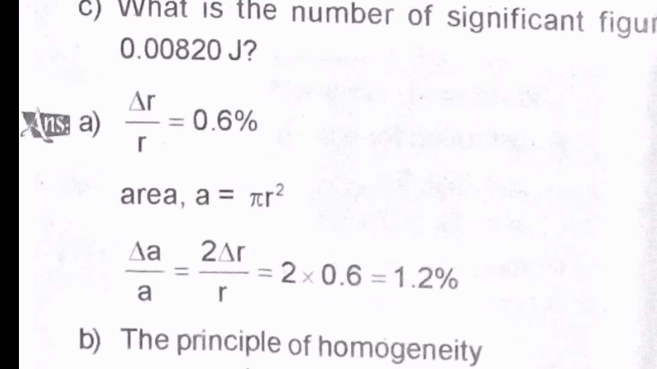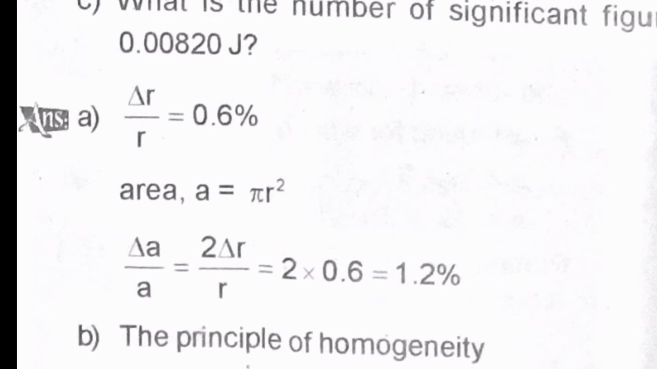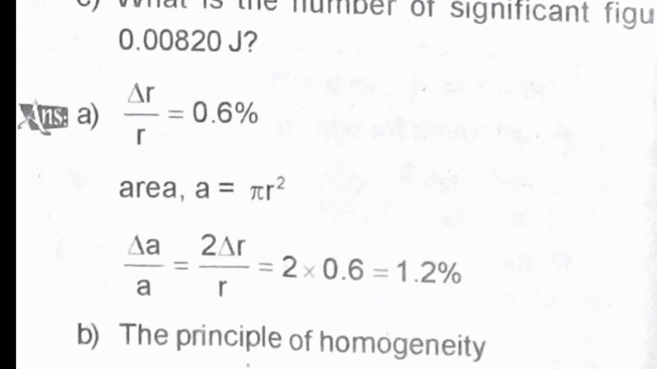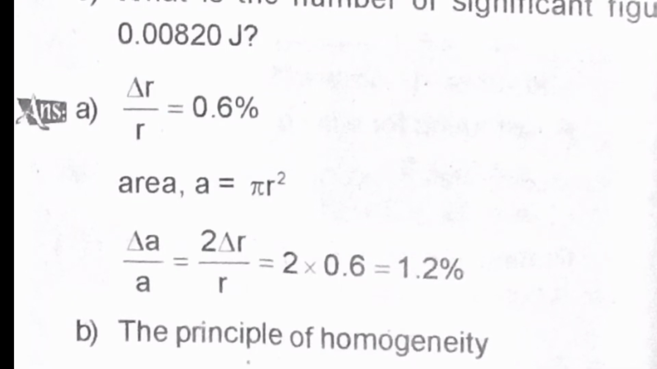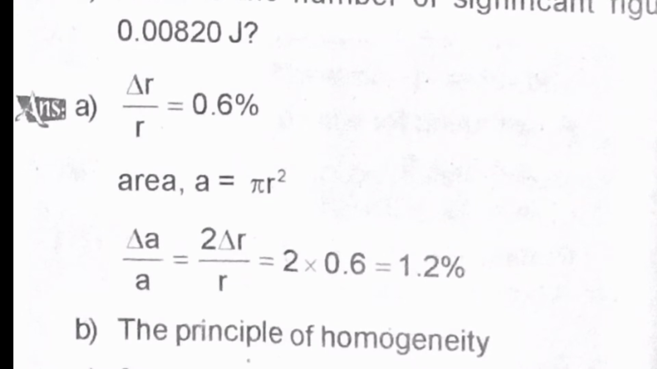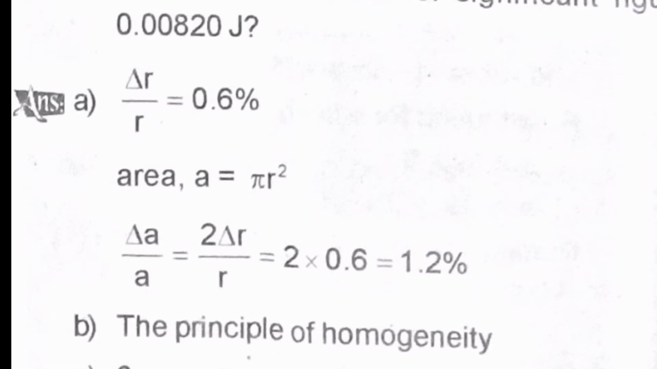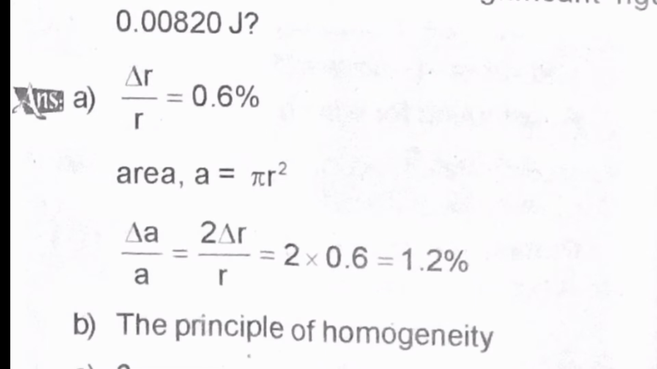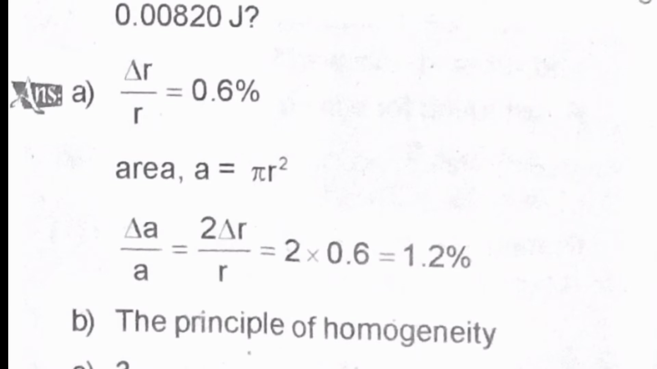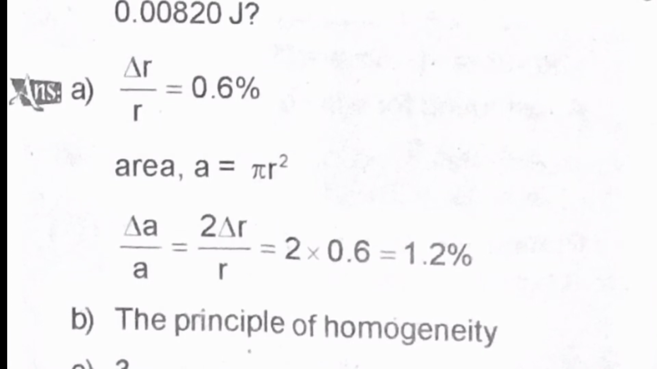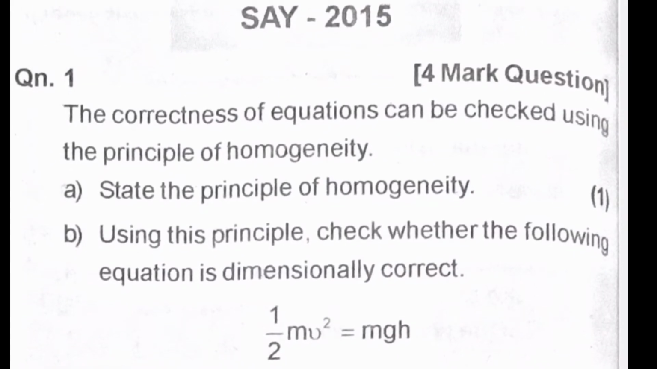In this question, we have to find the number of significant figures in 0.00820 joules. Here we have a number less than 1. In this case, the zeros on the right of the decimal point but to the left of a non-zero digit are not significant. So how many significant figures will be here? We have 0.00820. So these two zeros are not considered. So the total significant figures are 3. That is 820 only. Is it clear?